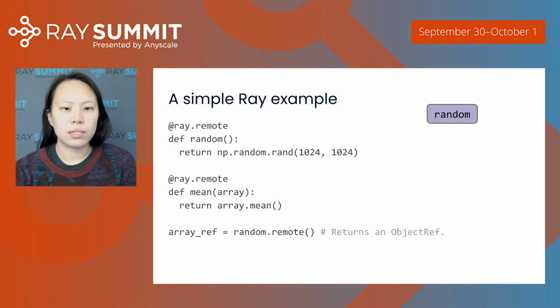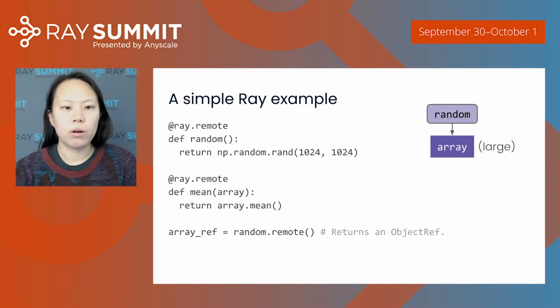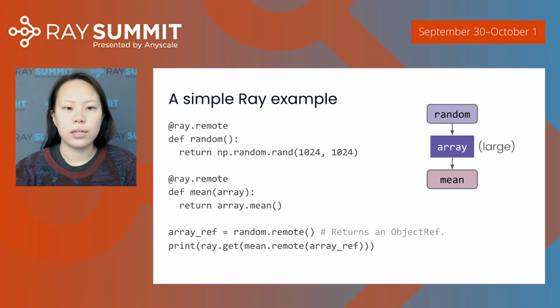First, we'll invoke a task to compute a random array, and the system will treat this as a large object. This call returns an object ref to the caller, or a future that will eventually get populated by Ray with the task's return value. We can pass this future to another task to indicate a data dependency, and the second task will compute and return the mean, and this time the system will treat this as a small object, since it's just an integer.